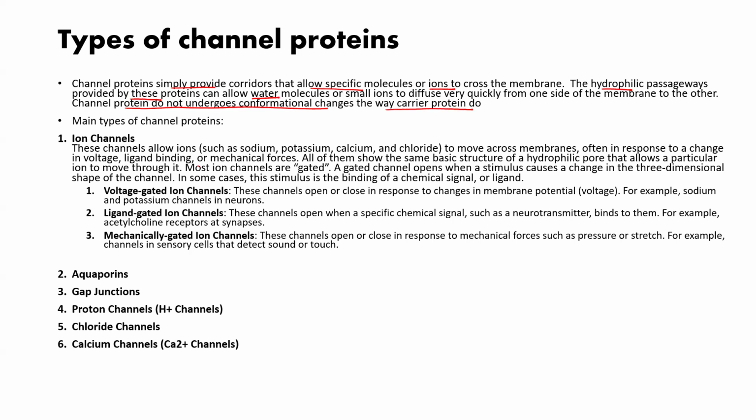There are many types of channel proteins. Those which allow only ions to pass, we say ion channels, and those which allow only water to pass, we say aquaporins. Gap junctions you will see in the cardiac cells, allowing ions as well as some small molecules. Then there are proton channels, chloride channels and calcium channels. These are the different types of channel proteins. Focus mainly on the ion channels right now. Ion channels generally allow ions to pass, like sodium ion, potassium ion, calcium ion or chloride ions.